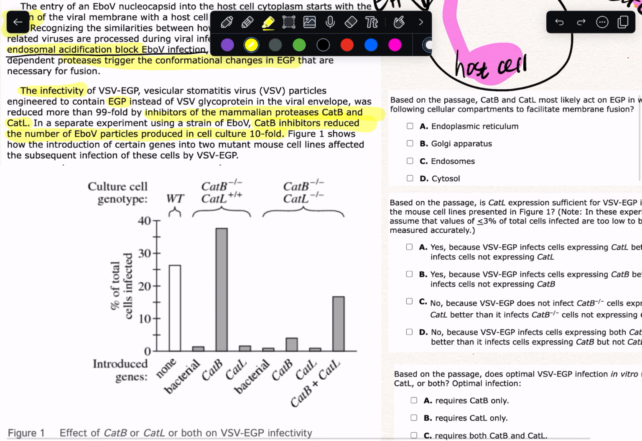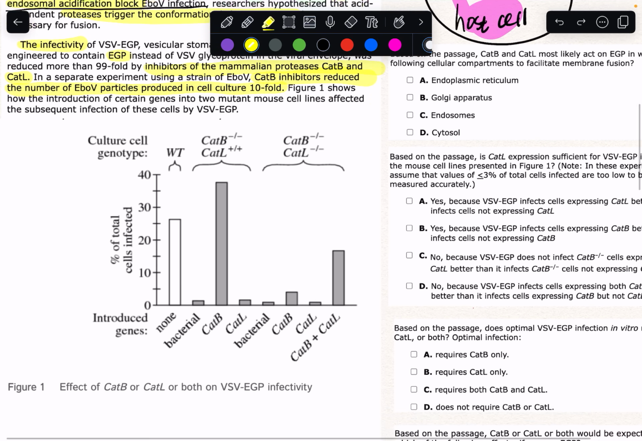Figure 1 shows how the introduction of certain genes into 2 mutant mouse cell lines affected the subsequent infection of these cells by VSV EGP. So this is figure 1. The legend says figure 1, effect of CatB or CatL or both on VSV EGP infectivity.